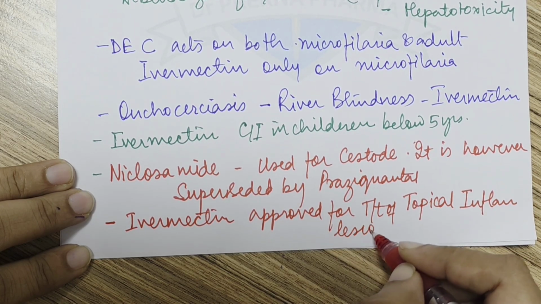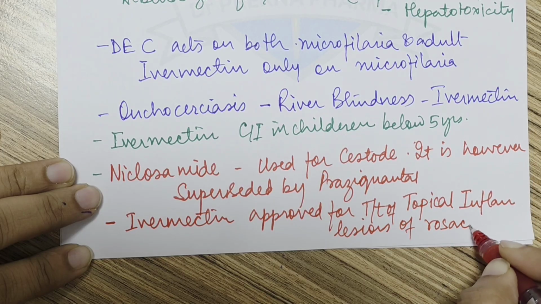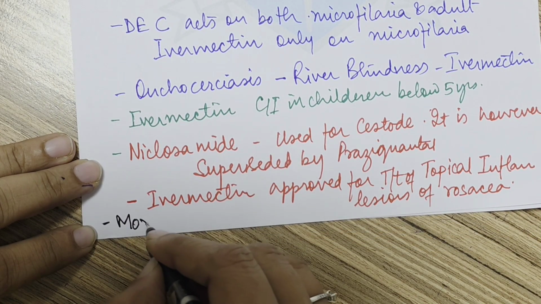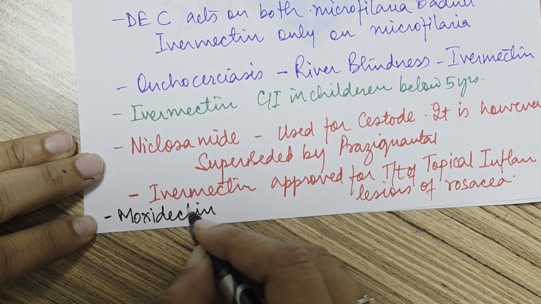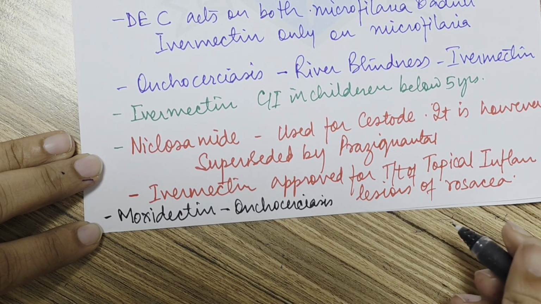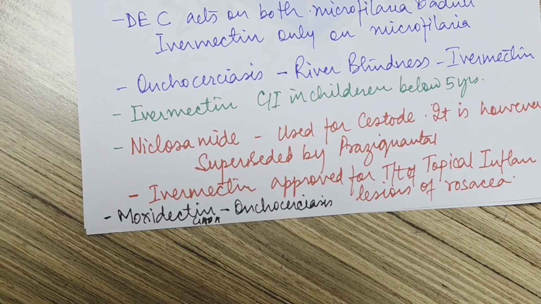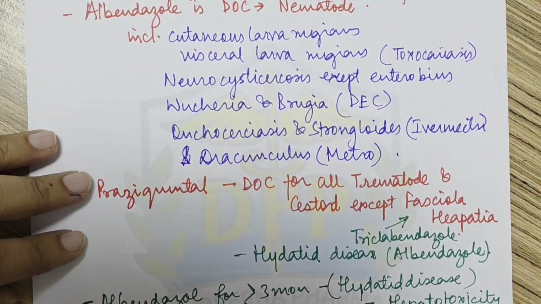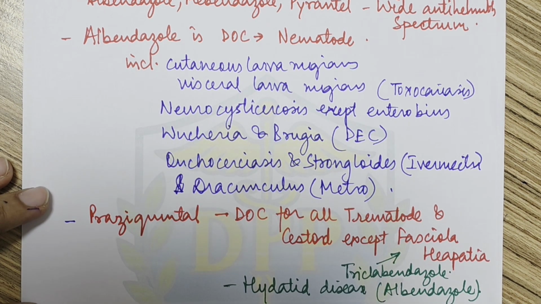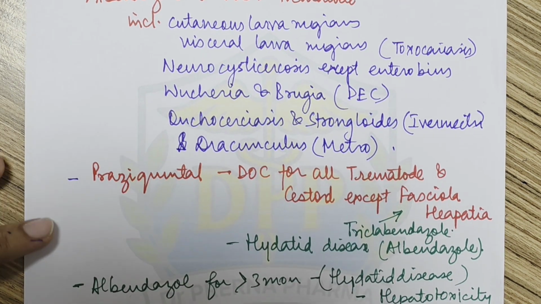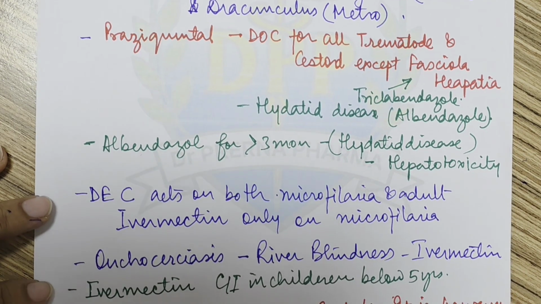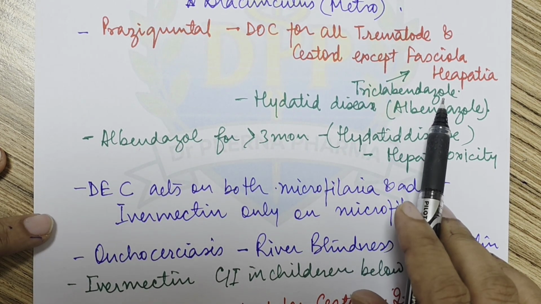Next, ivermectin is also approved recently for treatment of topical inflammatory lesions of rosacea. Then there is a new drug. The name is moxidectin. This is approved for the treatment of onchocerciasis. This basically acts by GABA and glutamate channels. So if you see the drugs acting on helminths, we have albendazole, mebendazole, pyrantel. They have a wide spectrum. Albendazole is drug of choice in nematode infections, also a lot of other infections. Then praziquantel is the drug of choice for all trematode and cestode infections except fasciola, in which triclabendazole is used.